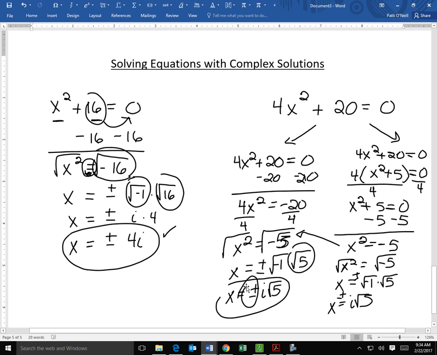So these are two examples that will help you go through the problem set that involves solving equations with complex solutions. Of course, if you have any questions, you can always come see me too.